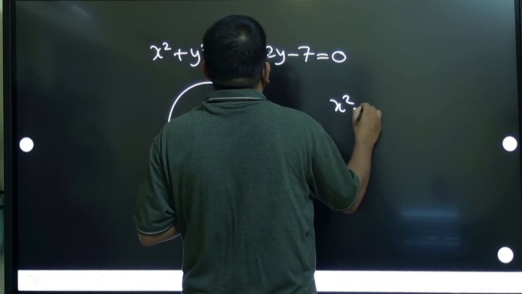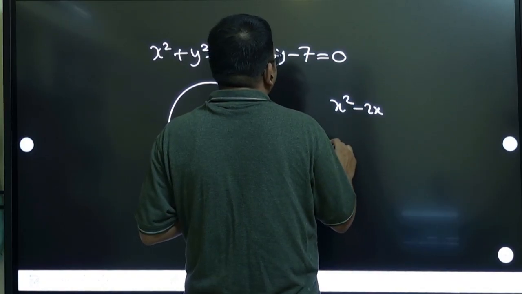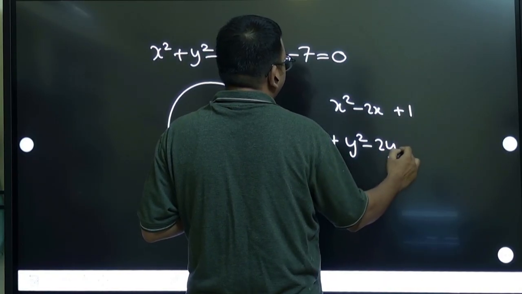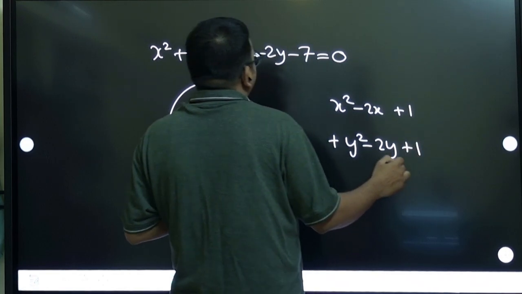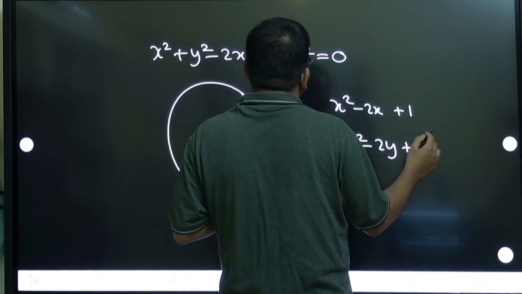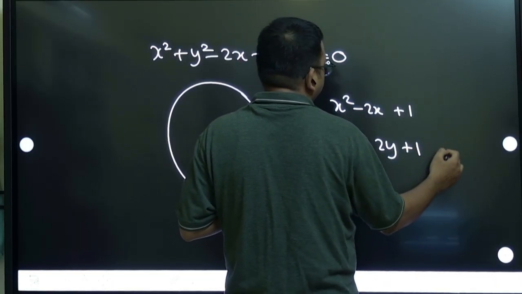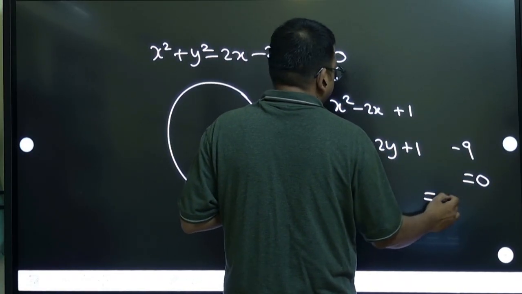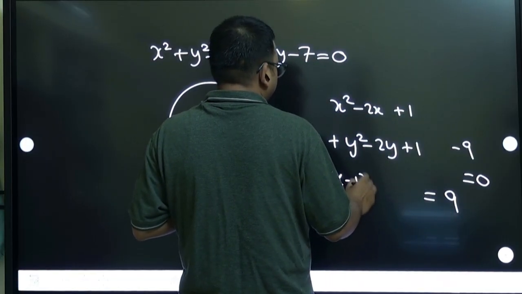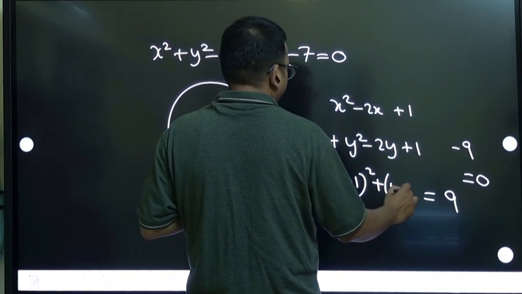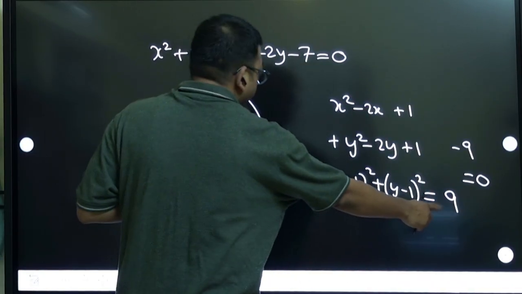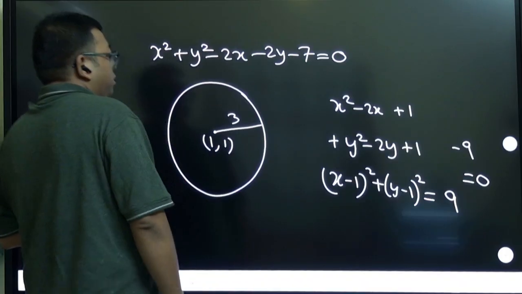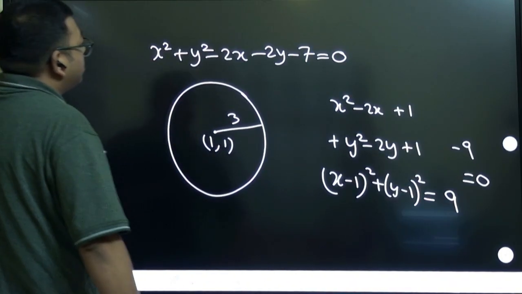So see, x square minus 2x, we club together. Similarly, y square minus 2y, you club together. So plus 1 you do, plus 1 here also do. So minus 7 is there, and that will become minus 9, correct? Is equal to 0. So 9 you take that side. This becomes (x minus 1) whole square plus (y minus 1) whole square equals 9. Now you can see this is r square, so the radius will be 3, right? Standard form we can always bring and do the comparison.